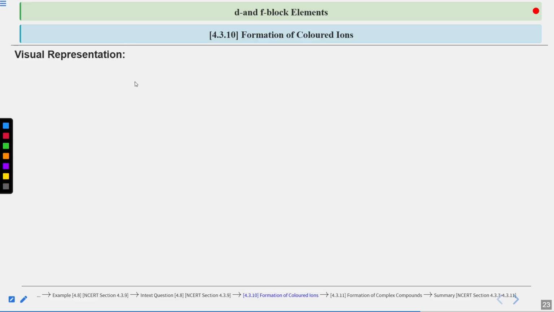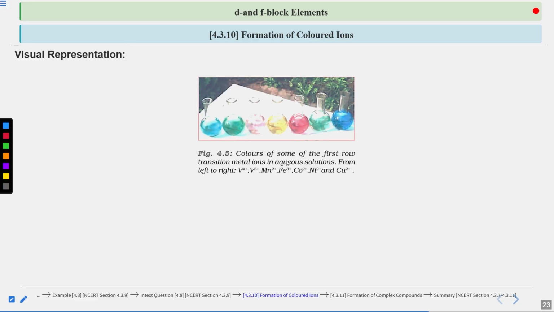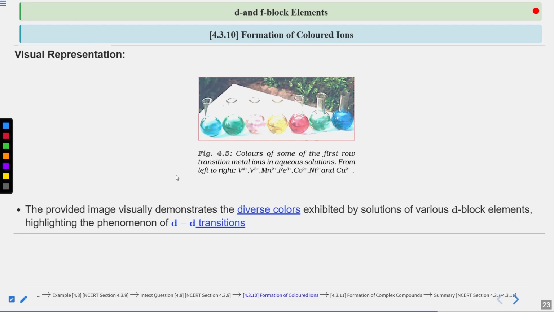Okay, so visual representation. If you see this figure 4.5, it shows the colors of some first row transition metal ions in aqueous solution. From left to right: vanadium 4+, 3+, manganese 2+, iron 3+, cobalt 2+, nickel 2+, and copper 2+. In these beakers you can see that these ions show variable colors, and these ions are from the first row transition metals, right? The image visually demonstrates the diverse colors exhibited by solutions of various d block elements, highlighting the phenomenon of d-d transitions in them.